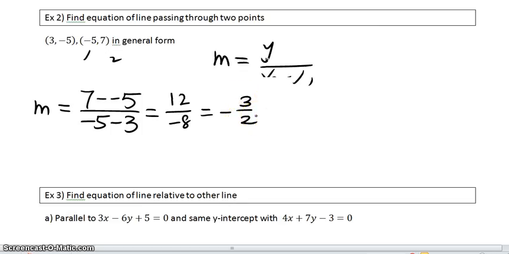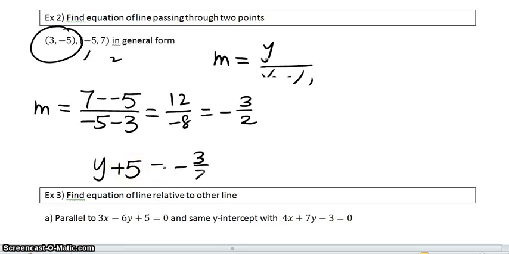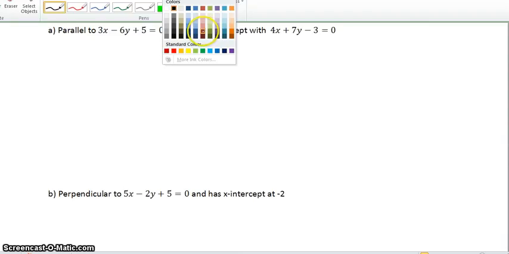And once you have that, you can just use the slope-point form. You can take any point, this point or that point, and then you just write y minus y1, minus minus becomes a plus, equals the slope times x minus x1. So that's your answer. And then you just solve it and put it in general form. All right, so I'm going to skip that for now. Let's move on to other questions.